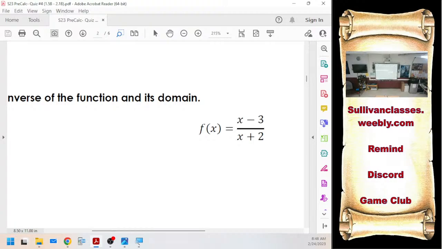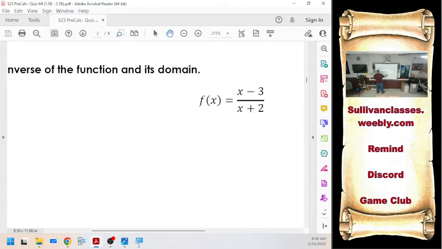How do I undo cubed? Cube root, right? Just like I undo squared with square root. How do I undo, well, how do I undo square root? How do I undo, oh no, we're going to do logs in chapter 3, never mind. So go find the inverse of this guy.